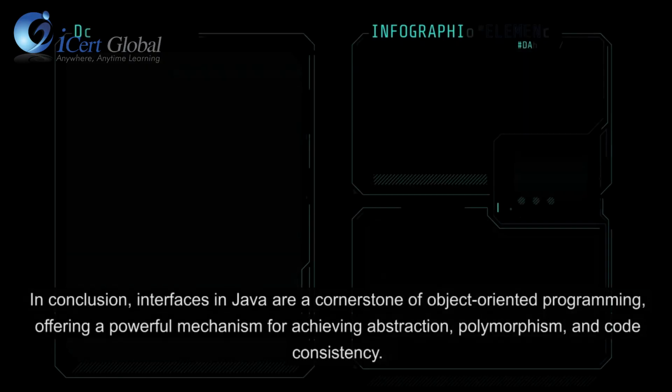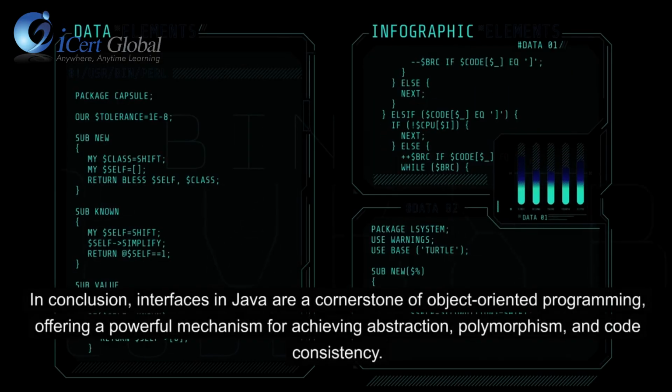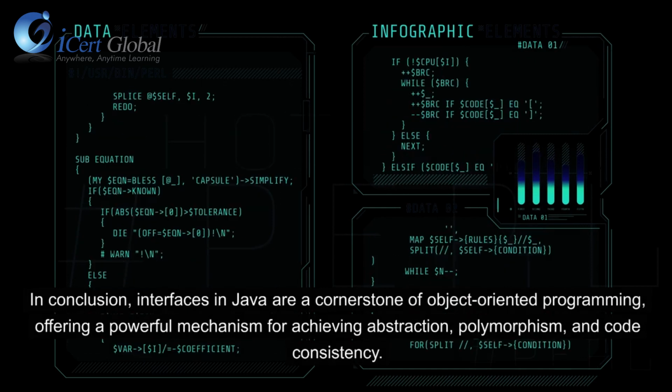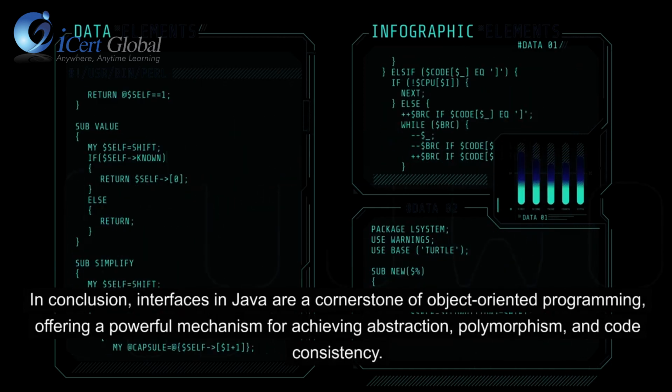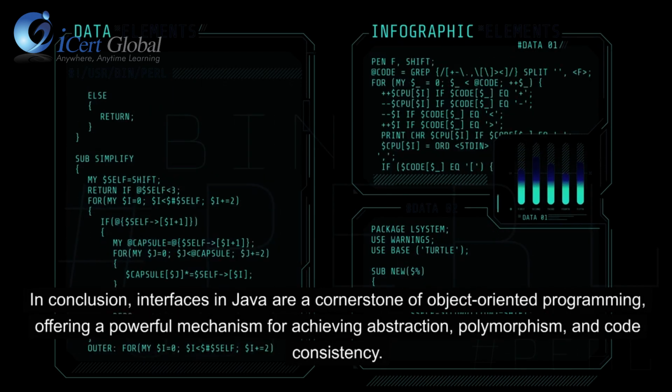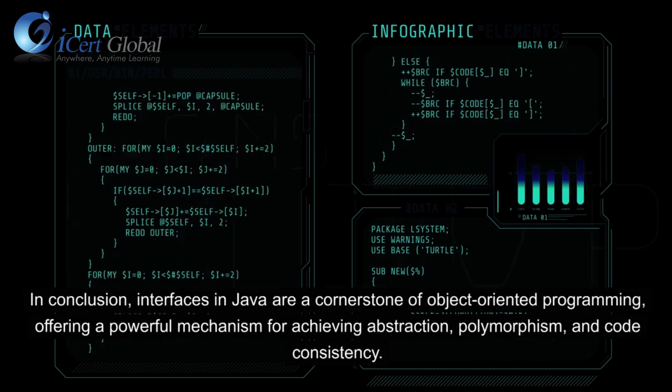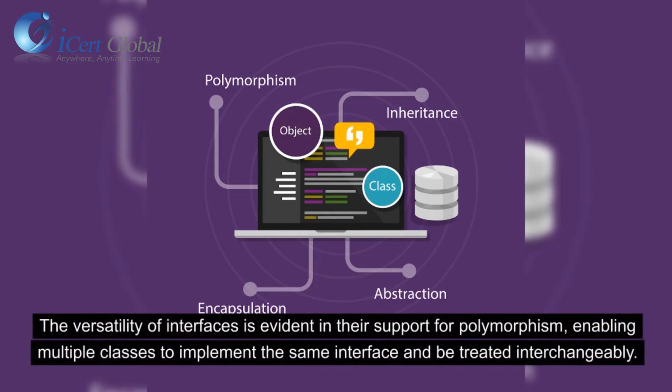Conclusion. In conclusion, interfaces in Java are a cornerstone of object-oriented programming, offering a powerful mechanism for achieving abstraction, polymorphism, and code consistency. The versatility of interfaces is evident in their support for polymorphism, enabling multiple classes to implement the same interface and be treated interchangeably.